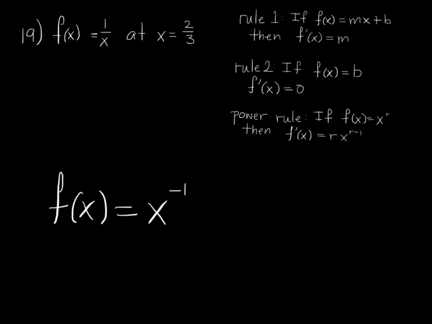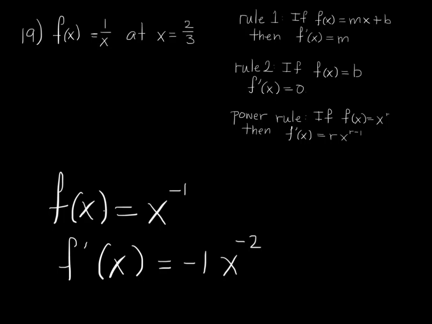Then we can go ahead and take the derivative of that, giving us f prime of x equals minus 1 x to the minus 2. I just applied the power rule, bringing the r down, and subtracting 1 from the power.